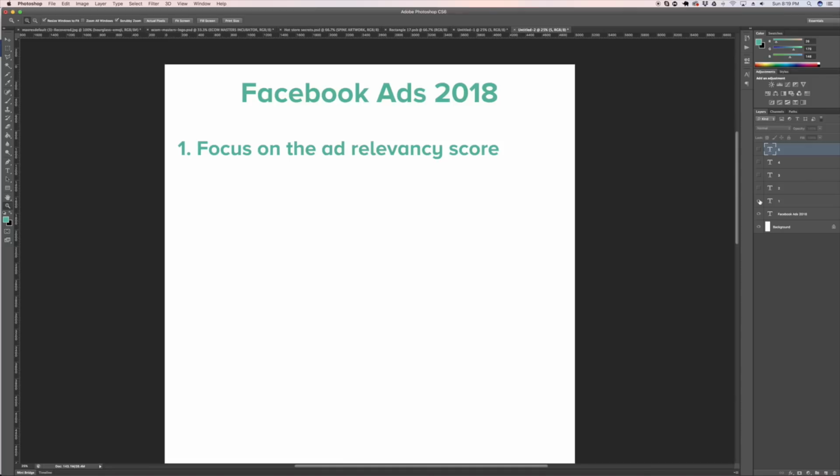So you want to make sure that you focus on this actual score, but obviously you need to start running your ads first, right? You need to start running your ads first so that you could get a score, and then you could start working off of it from there.